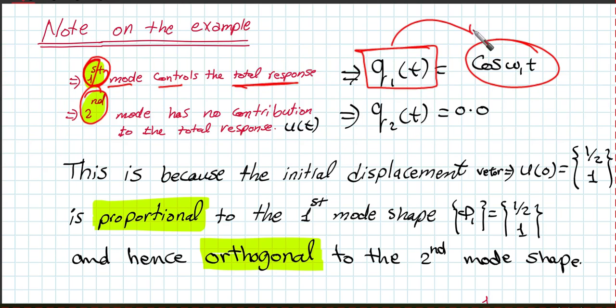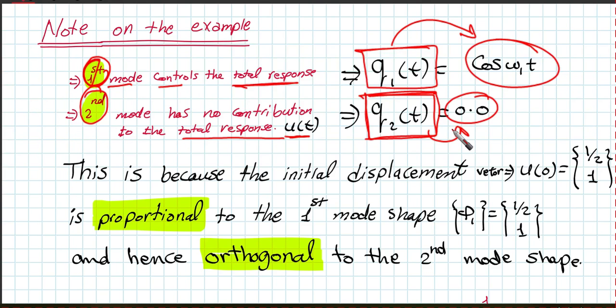So the first mode shape controls the total response because q1 of t has cosine omega t. So we have a contribution from mode shape number 1. However, the second mode shape has no contribution to the total response u of t. Why? Because the modal coordinate q2 of t at any time equals 0. So this means that the second mode is not going to affect us.